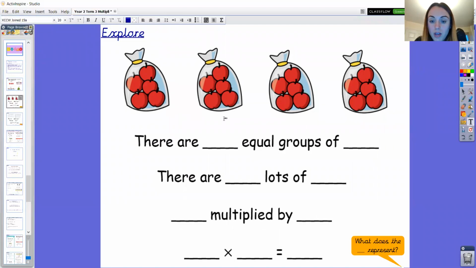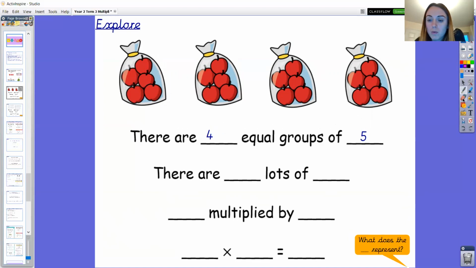Well done, year 2. Okay, let's fill out the stem sentence and say it together. There are 4 equal groups of, how many apples are inside each group? Well done, 5. So there are 4 equal groups of 5.